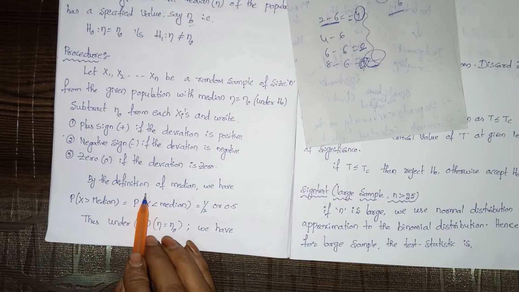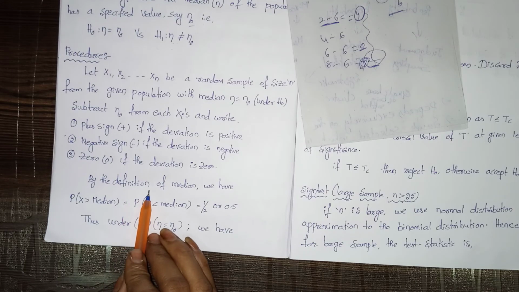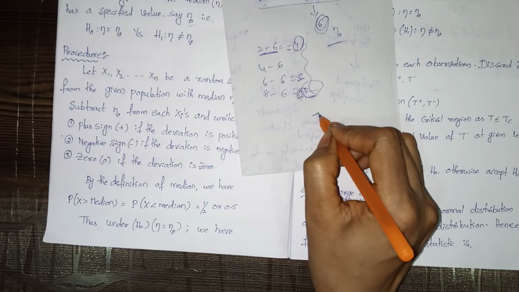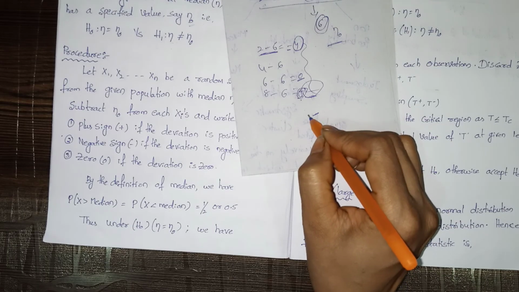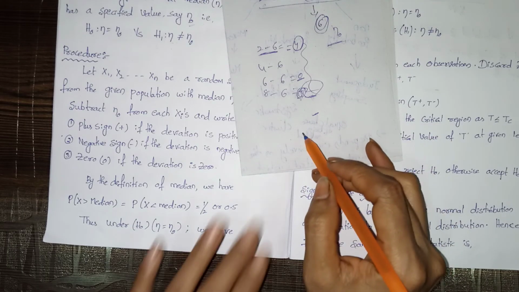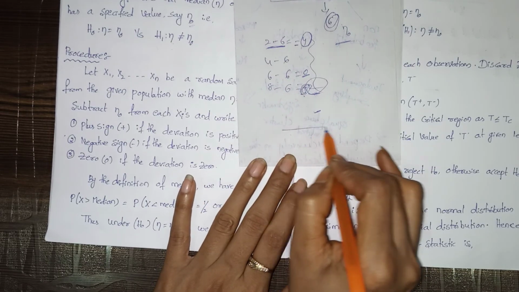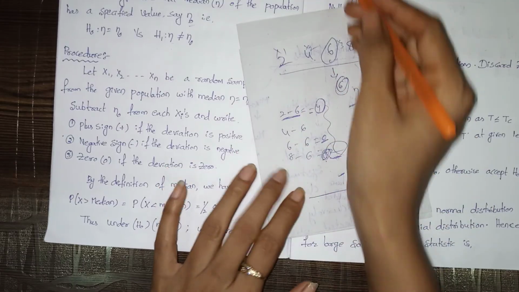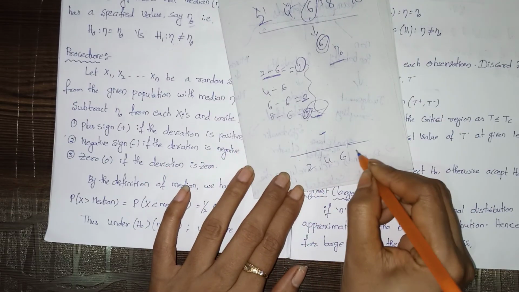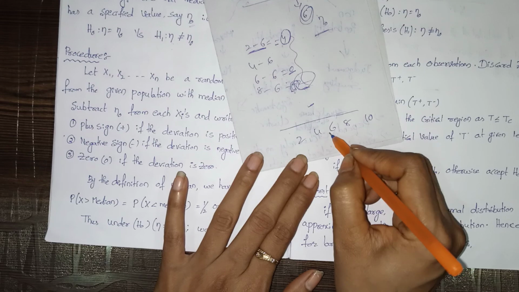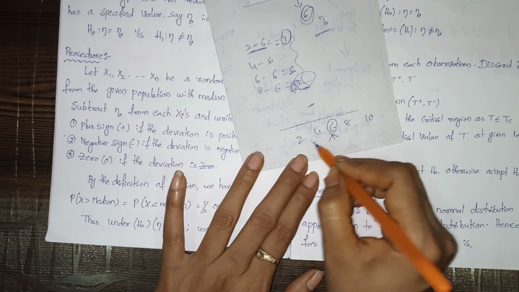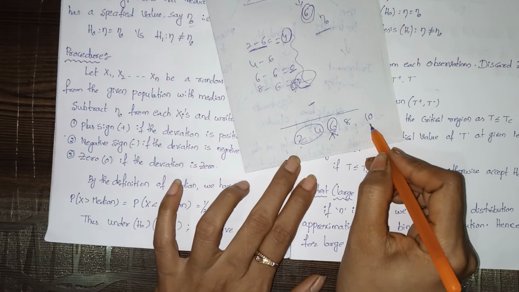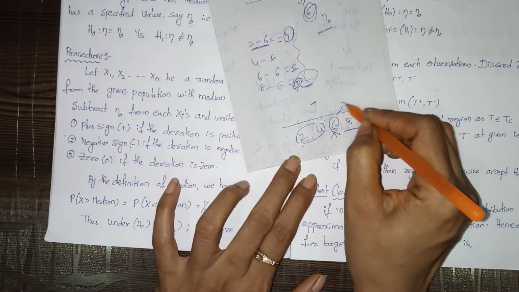Okay, so according to the median, the median definition is this: if you are taking the median in some series, here one sequence of numbers is there. For example, you take this: 2, 4, 6, 8, 10. So we are treating the median as 6. That means half of the values are less than the median and half of the values are greater than the median. So that is the definition of median.